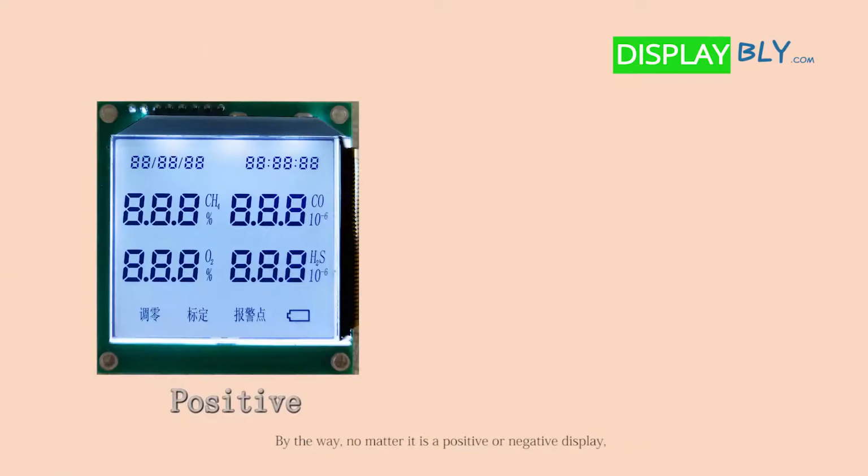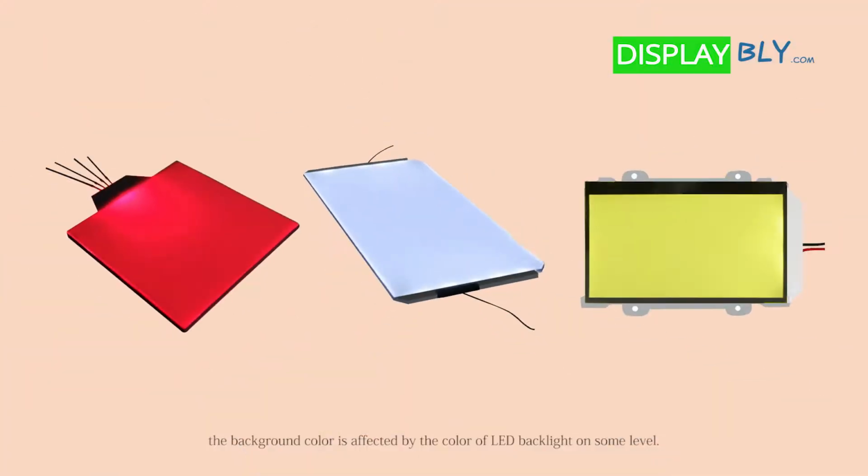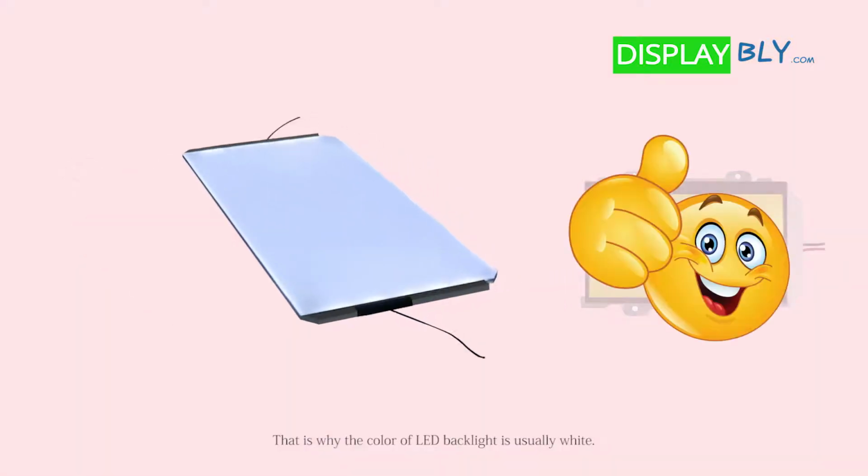By the way, no matter if it is a positive or negative display, the background color is affected by the color of the LED backlight on some level. That is why the color of LED backlight is usually white.